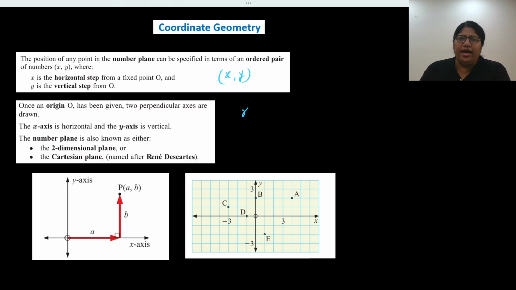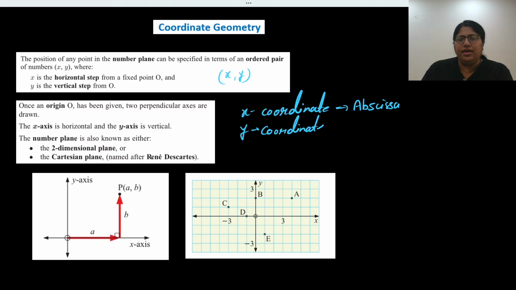Sometimes, what is the other name of the x coordinate? The x coordinate is called the abscissa. And the y coordinate, what is the other name we can use here? That's called the ordinate. That's the mathematical term used in higher classes.